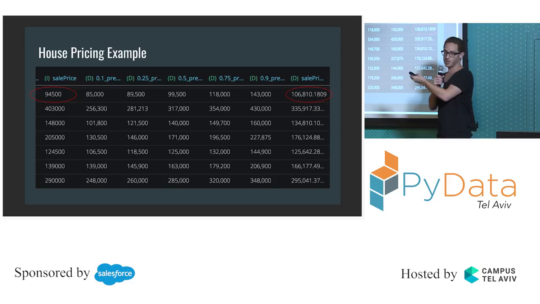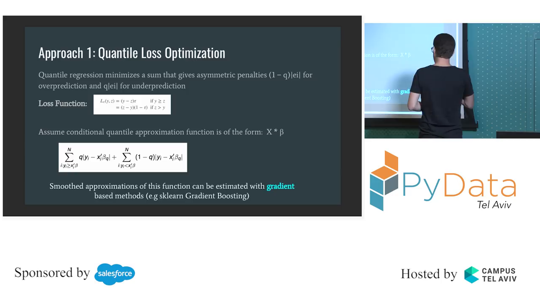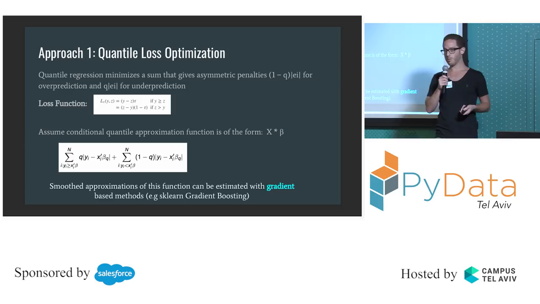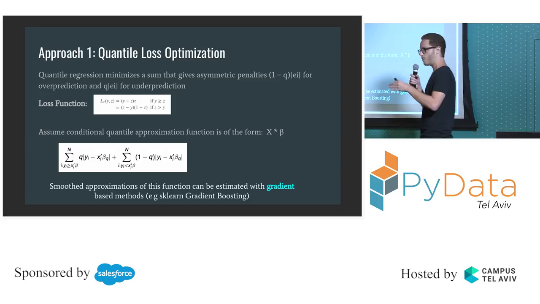Okay, let's dive a bit deeper into the math behind quantile regression and how we're going to estimate the quantiles. The first approach will be a loss function-based optimization. We want to optimize a quantile regression loss, a quantile regression objective. This objective minimizes a sum that gives us asymmetric penalties to over-prediction errors and under-prediction errors.